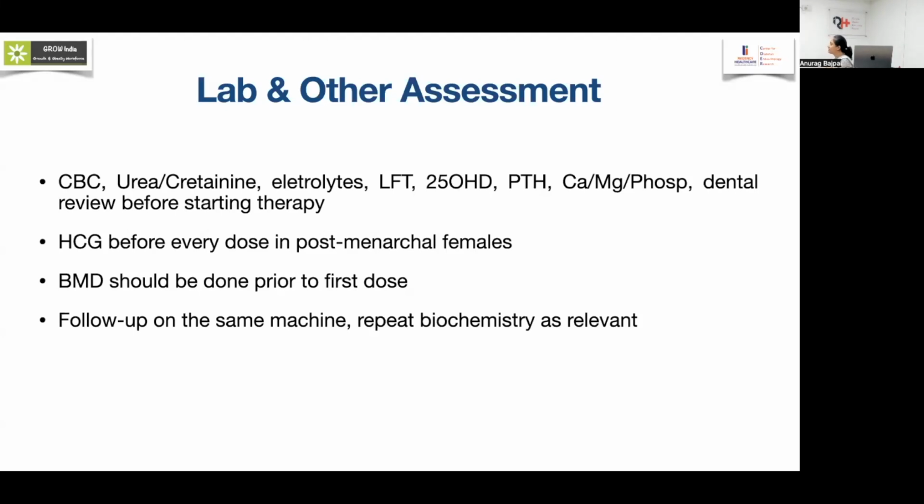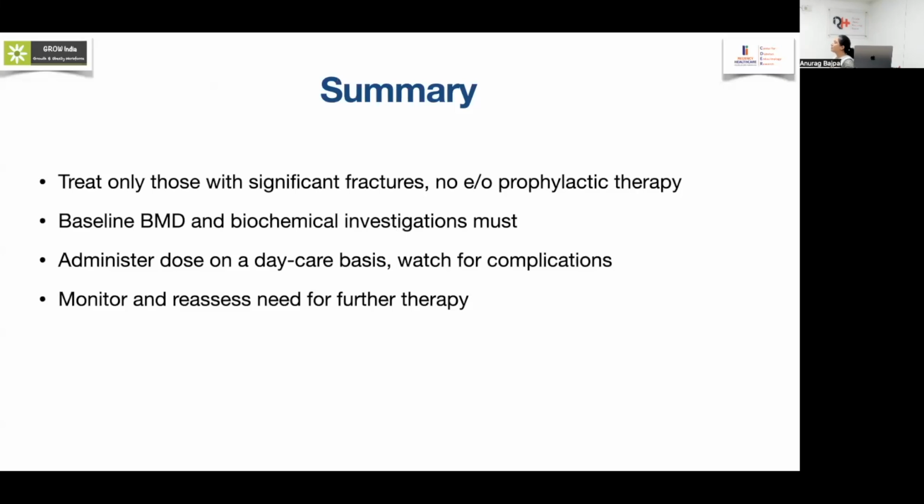Repeat biochemistry as relevant. So the summary is: treat only those with significant fractures. There is no role of prophylactic therapy. Baseline BMD and biochemical investigations are a must. Administer zoledronate on a daycare basis so that you can watch for complications and prevent them at the earliest. Monitor and reassess the need for further therapy.